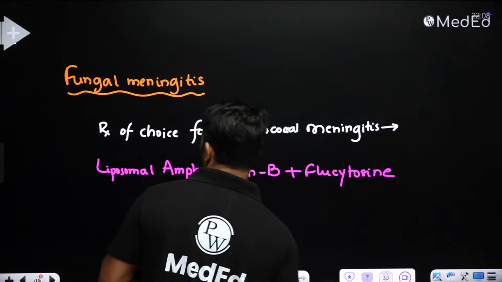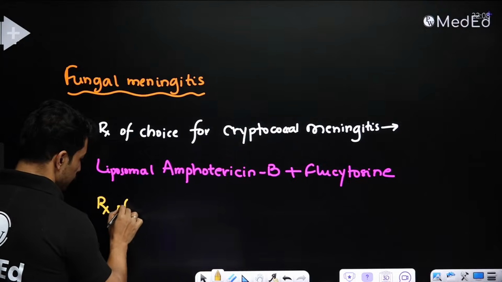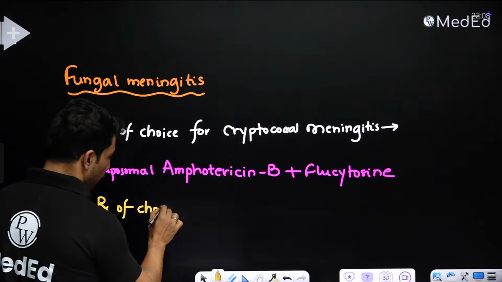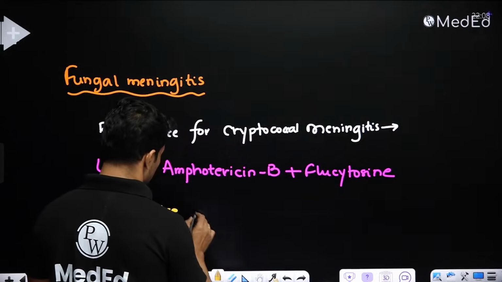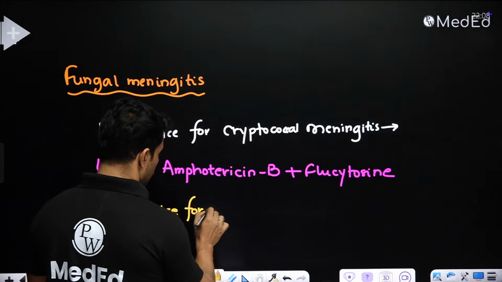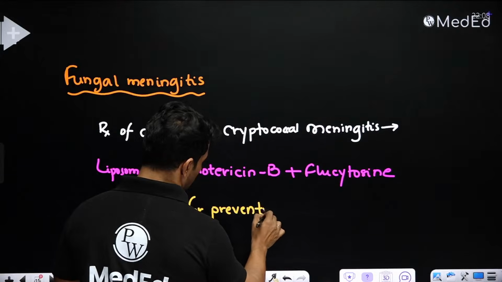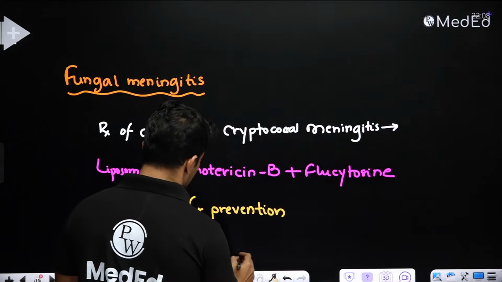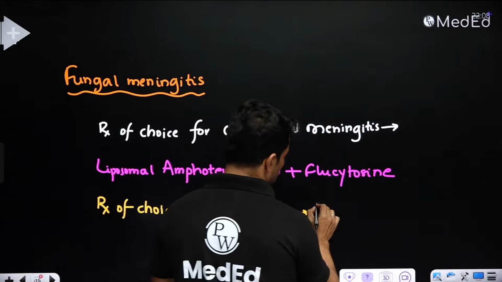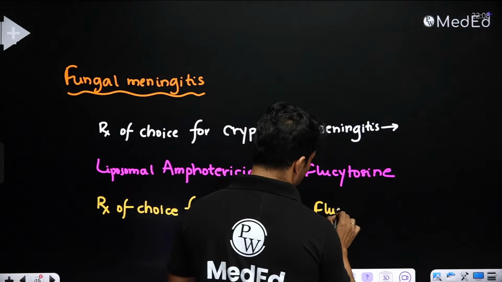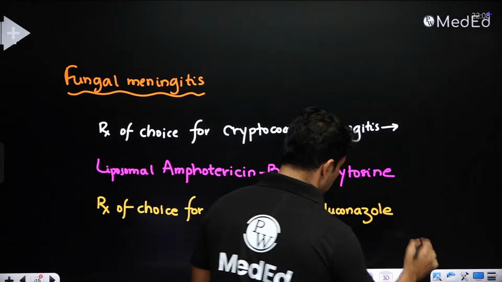But they may also ask you, what is the treatment of choice or drug of choice for maintenance or preventive treatment? Because once I have eradicated, as long as the risk factor or low immunity is there, the infection will bounce back. So for that, the drug of choice is fluconazole. So you can give oral fluconazole to prevent cryptococcal meningitis from coming back.